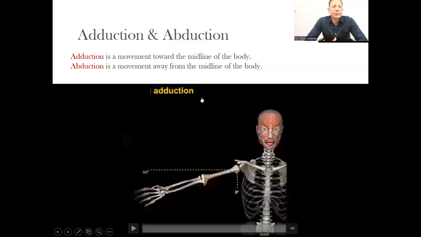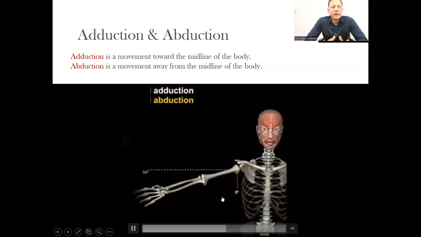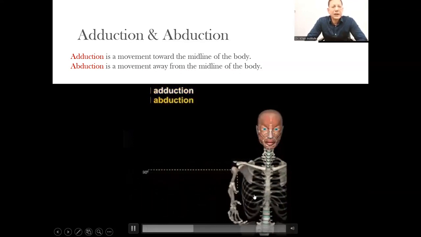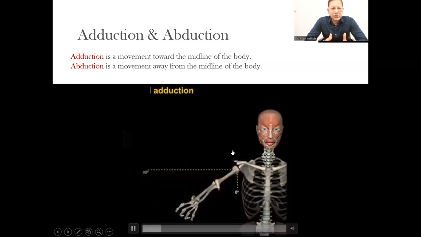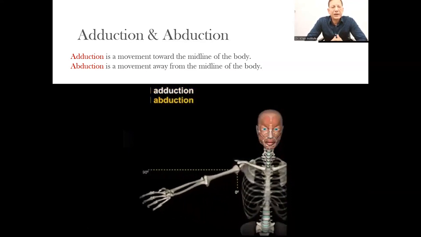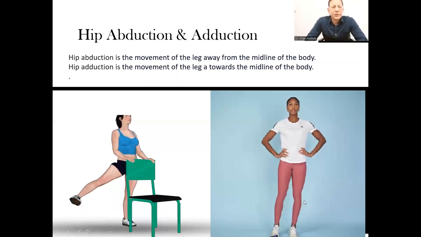Now, adduction is the movement which is towards the midline of the body. And opposite to this is called abduction, which is the movement away from the midline of the body. Adduction and abduction. Hip abduction is the movement of the leg away from the midline, and hip adduction is the movement of the leg towards the midline.